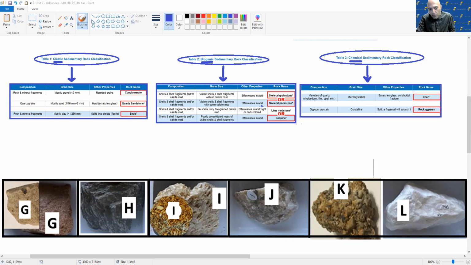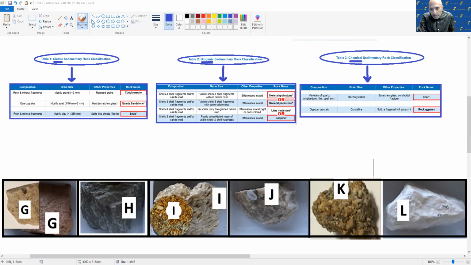So first thing you do is, out of the 6 rocks, take your acid and, on a freshly broken surface, not all surfaces, only a freshly broken surface, put a little bit of acid on all 6 of them. See which one reacts. Whichever reacts is your sedimentary rock of biogenic origin. Now, which one it is, you decide based on the sample you get, based on its variable shells and shell fragment content, and if they're in calcite mud.